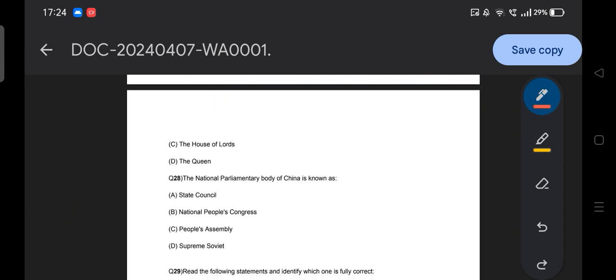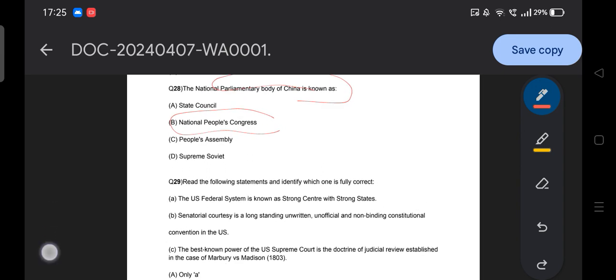Moving to the next, the national parliamentary body of China is known as what? It's the National People's Congress. Like we have our central legislature known as the Parliament, similarly in the USA the central legislature is known as the Congress. So in China it is known as the National People's Congress. Okay, so that needs to be covered.